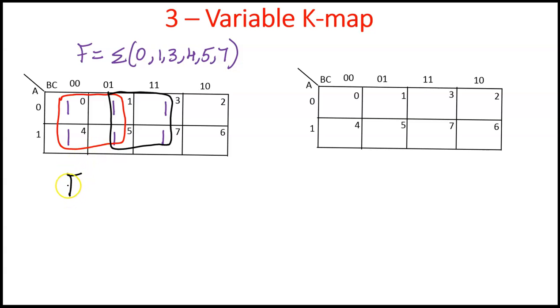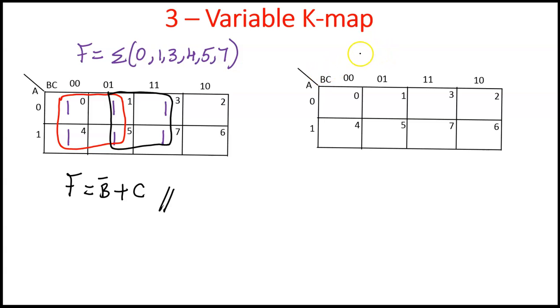The answer for the first quad group is: A value is changing, B value is not changing, C is also changing. So, therefore, B bar, plus, in the second grouping, A value is changing, B value is also changing, but the C value is not changing, that is 1. So, therefore, C. So, this is the answer for this problem.